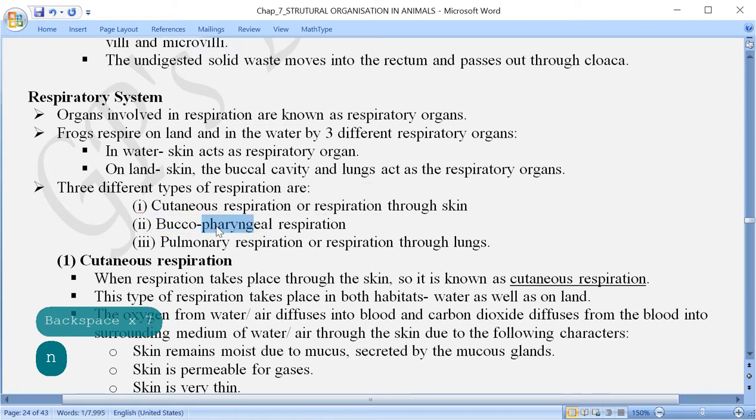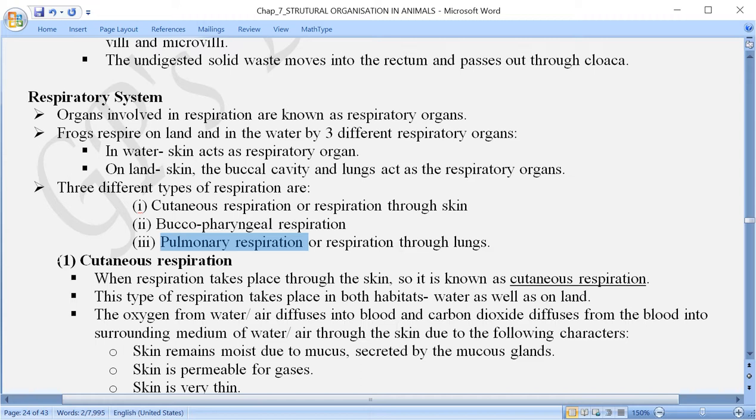And in the earlier video, if you remember, there is no demarcation between the buccal cavity and the pharynx. So that common region is called the buccopharynx or buccopharyngeal cavity. Based on that, the respiration is called buccopharyngeal respiration, and the third one is pulmonary respiration, that is the respiration taking place through the lungs.